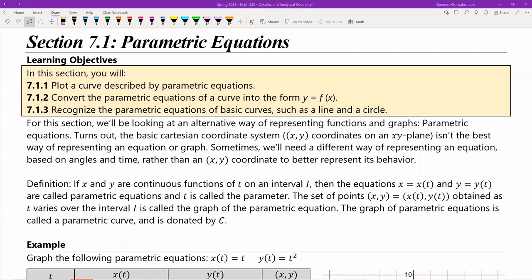Like I said, it's a different way of graphing it, right? We're actually going to be adding in an additional variable, okay? That's what makes it different than what we are regularly seeing, okay?